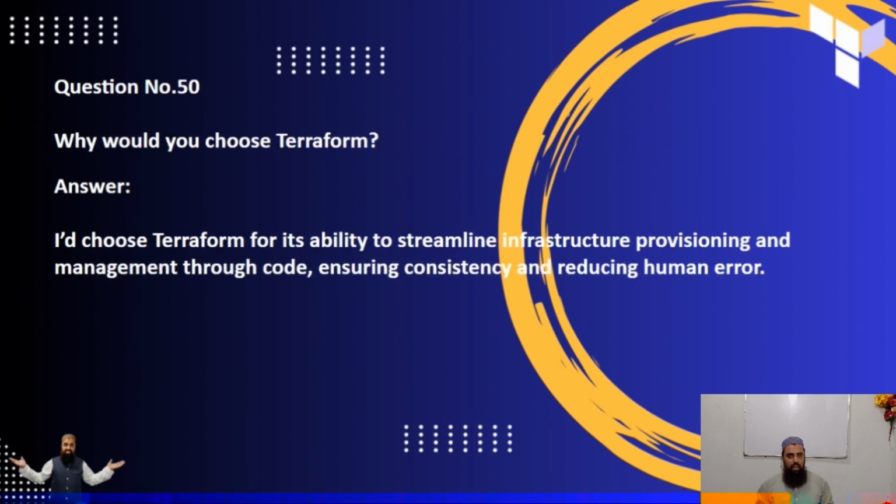And our last question, question number 50. Why would you choose Terraform? You can answer it according to your taste. So why should you choose Terraform? I would choose Terraform for its ability to streamline infrastructure provisioning. The main purpose is to provision infrastructure, and I can manage my infrastructure through code, and I can ensure consistency and reduce human error. So that is the reason I would choose Terraform.